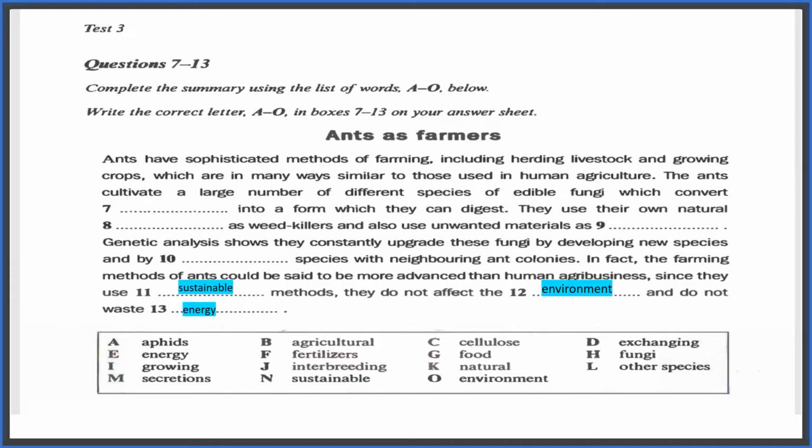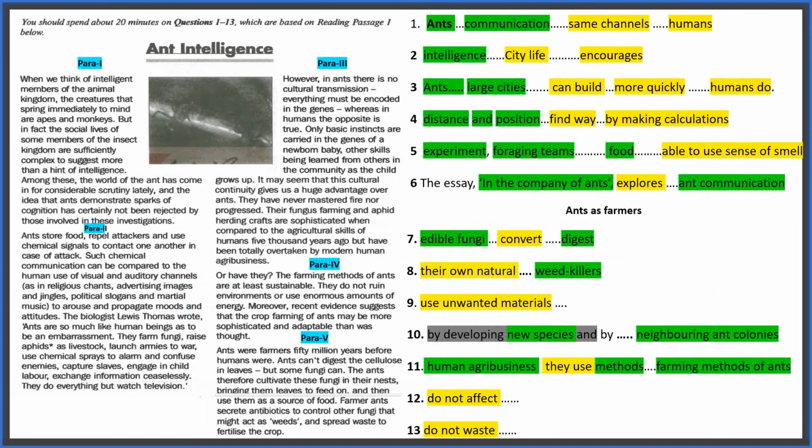Be careful when filling the blanks or when writing the answers on the OMR sheet. The direction says write the correct letter A to O in boxes 7 to 13. Make sure that you write the letters only, not these options or words. If you write these words such as sustainable, environment and energy, they would be considered wrong. I hope you understand the benefit of writing the keywords and matching the keywords or the key ideas with the keywords given in each para. Now go on, listen to the audio.